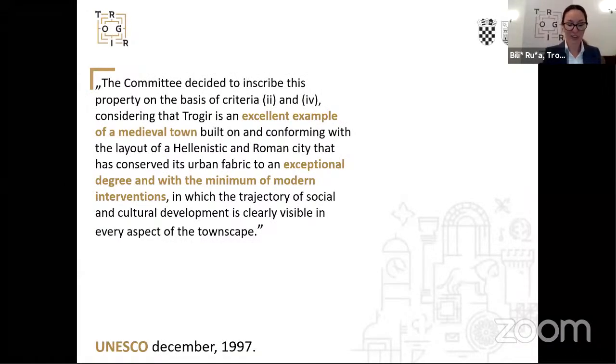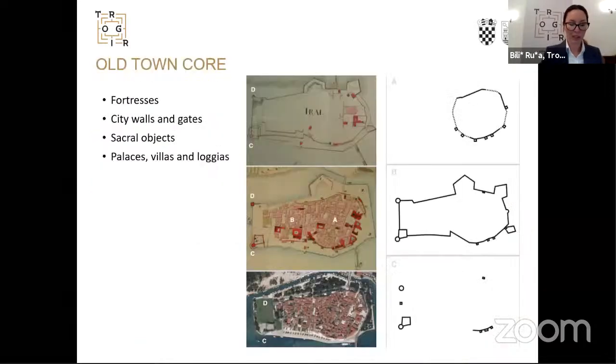In 1997, the Trogir Old Town was inscribed on the UNESCO World Heritage List due to its exceptionally well-preserved old town that shows preserved urban continuity over a long historical period with minimal modern interventions in urban space. When we talk about the Old Town, we should point out three types of objects that mark the city, primarily its fortifications, towers, walls, and the city gates. Then sacred buildings, churches, bell towers, and monasteries, as well as palaces, villas, and lodges. In the next few slides, I will present just a few of the most prominent ones.